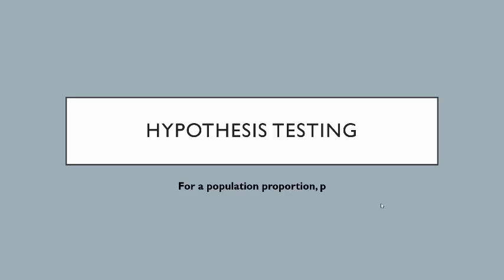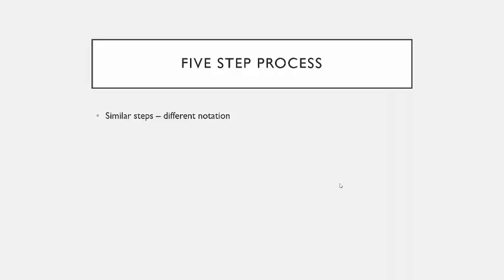In this lecture, we want to begin talking about hypothesis testing for population proportion. This hypothesis testing for proportion is going to be the same 5-step process, basically. So it's going to be the similar 5 steps, just different notation.